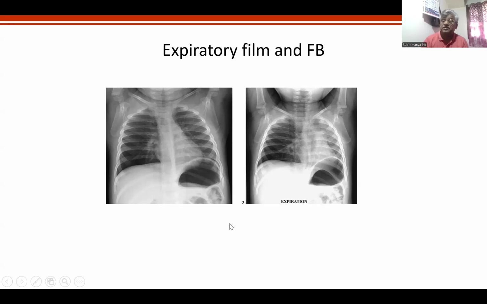Please remember, this finding can be a detection of all that. I would say that there is localized air trapping. We don't say foreign body. Please understand. Radiologically, we say localized air trapping. One of the common causes of localized air trapping is foreign body.